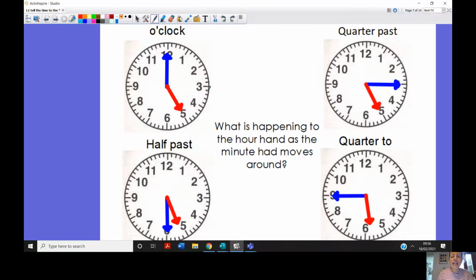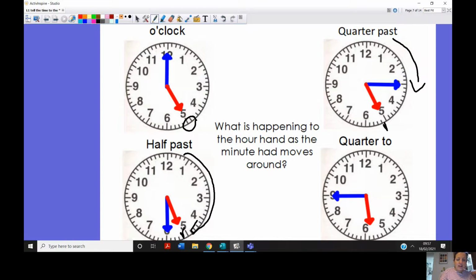Absolutely, the hour hand moves around. The hour hand starts off here. I can see at 5 o'clock, and it's moved a little bit here to 1/4 past. So as the minute hand moves around, the hour hand moves a little bit more. When we go to 1/2 past, it's moved a little bit more.